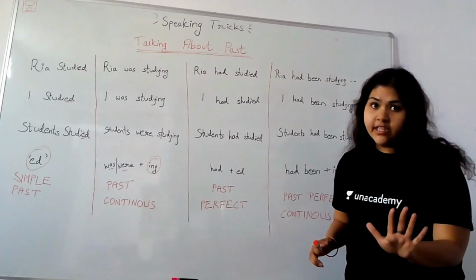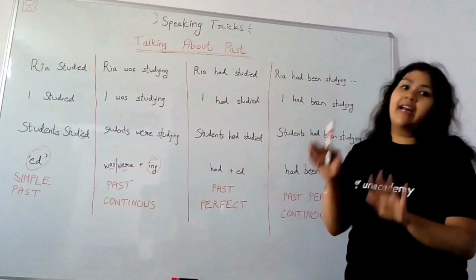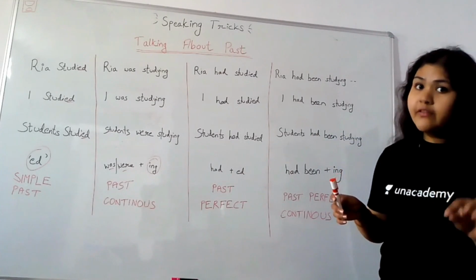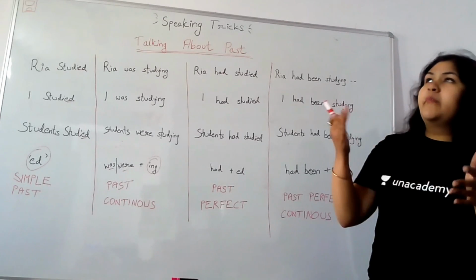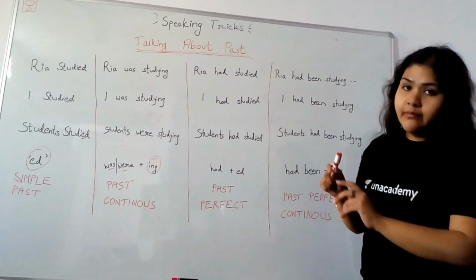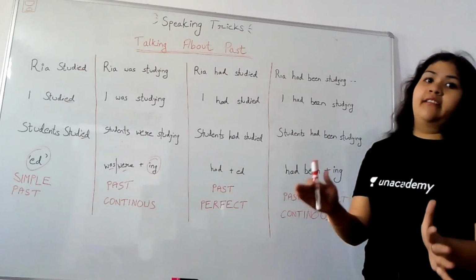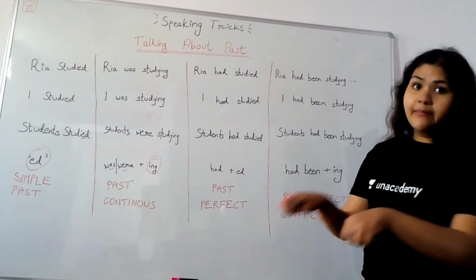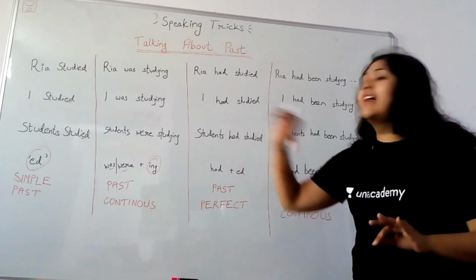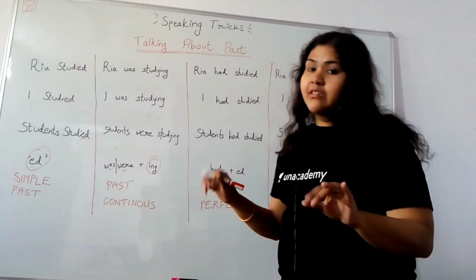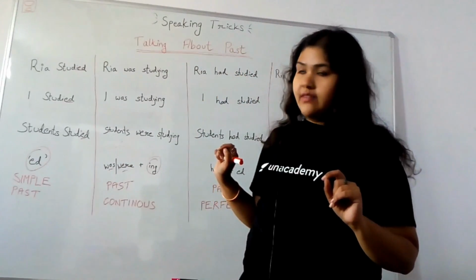Past continuous means anything that happened in the past and that was happening, a situation that was in motion at that time. Maybe we were talking about a moving film, someone was cycling, someone was riding a bike. That thing was happening and you are describing it. When we describe such a situation, we use past continuous.